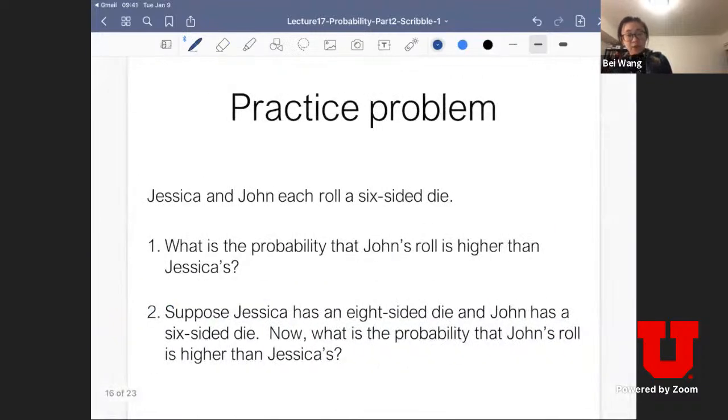Now we have the next practice problem. I have Jessica and John. Each one of them rolls a 6-sided die.